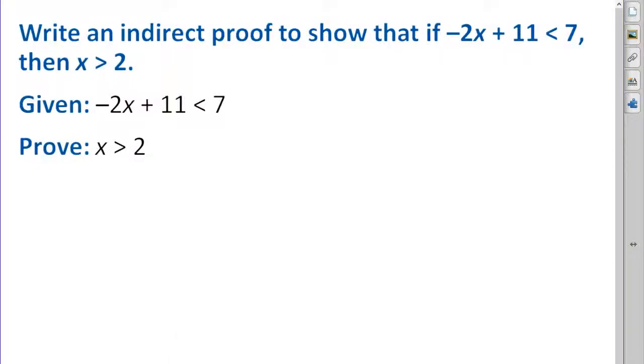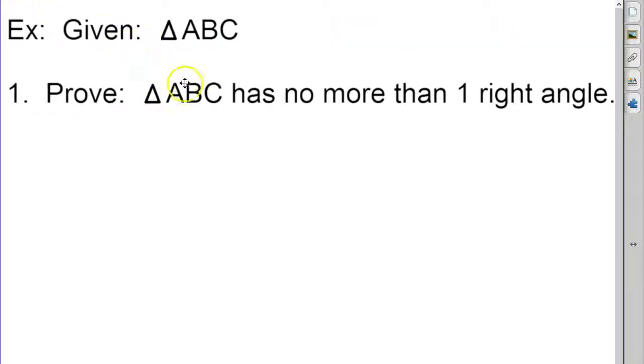Now the algebra ones are really the most difficult ones to do. The geometry ones are the ones that make a little more sense. So we'll look at both in class, but for the video's sake, we started with an algebra one. So now here's a geometric one. Given triangle ABC, prove that a triangle has no more than one right angle. Okay, so that's what I'm going to prove.